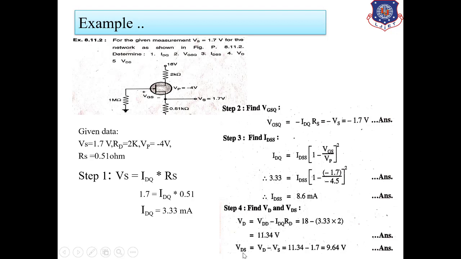VD is 11.34 volt. Put all these known parameters and values in VDS, that is VDS equal to what? The drain to source voltage, the voltage drop across D and S. So simply you can write VD minus Vs, the potential difference between drain and source. You have both values, VD that you have written here and Vs, that is 1.7. So the final output VDS equal to 9.64 volt.